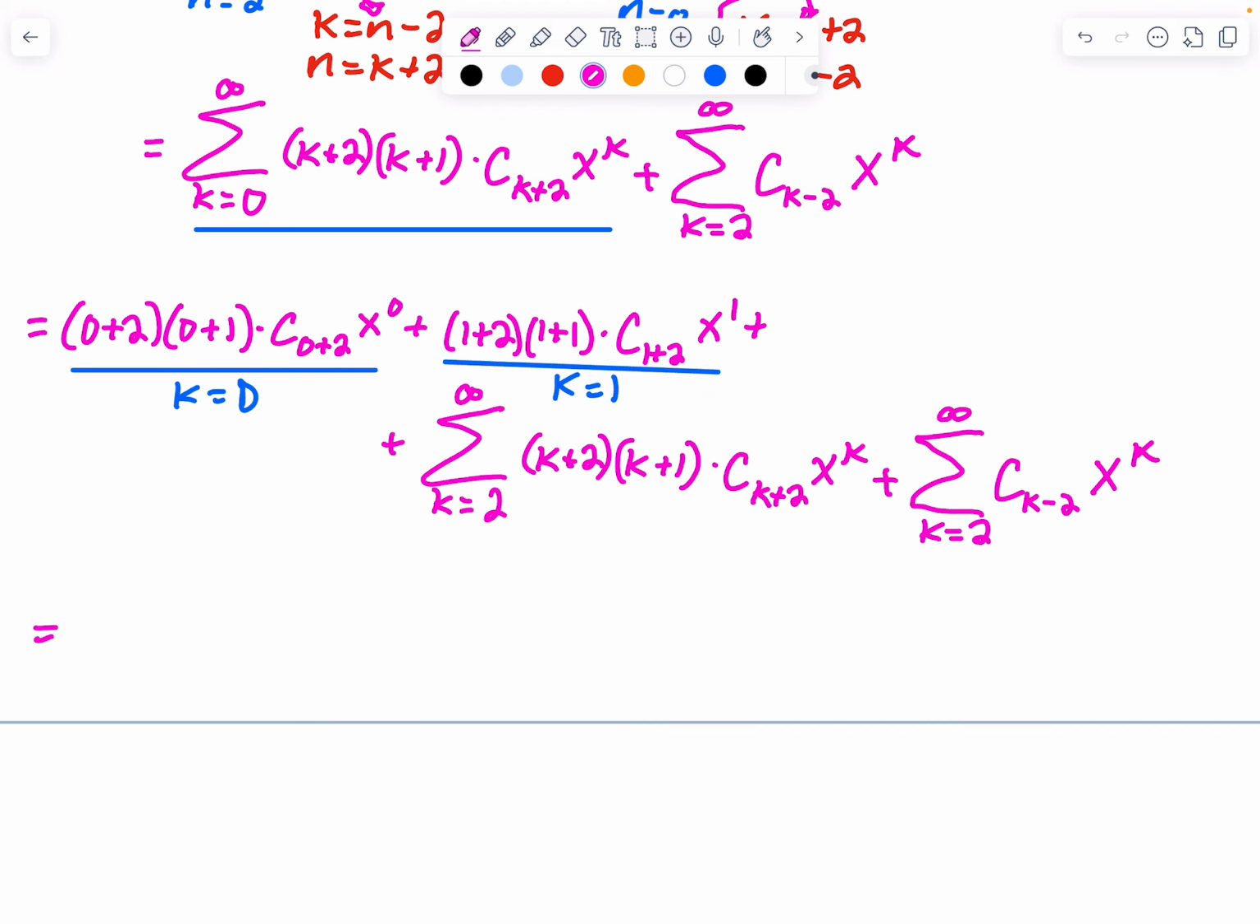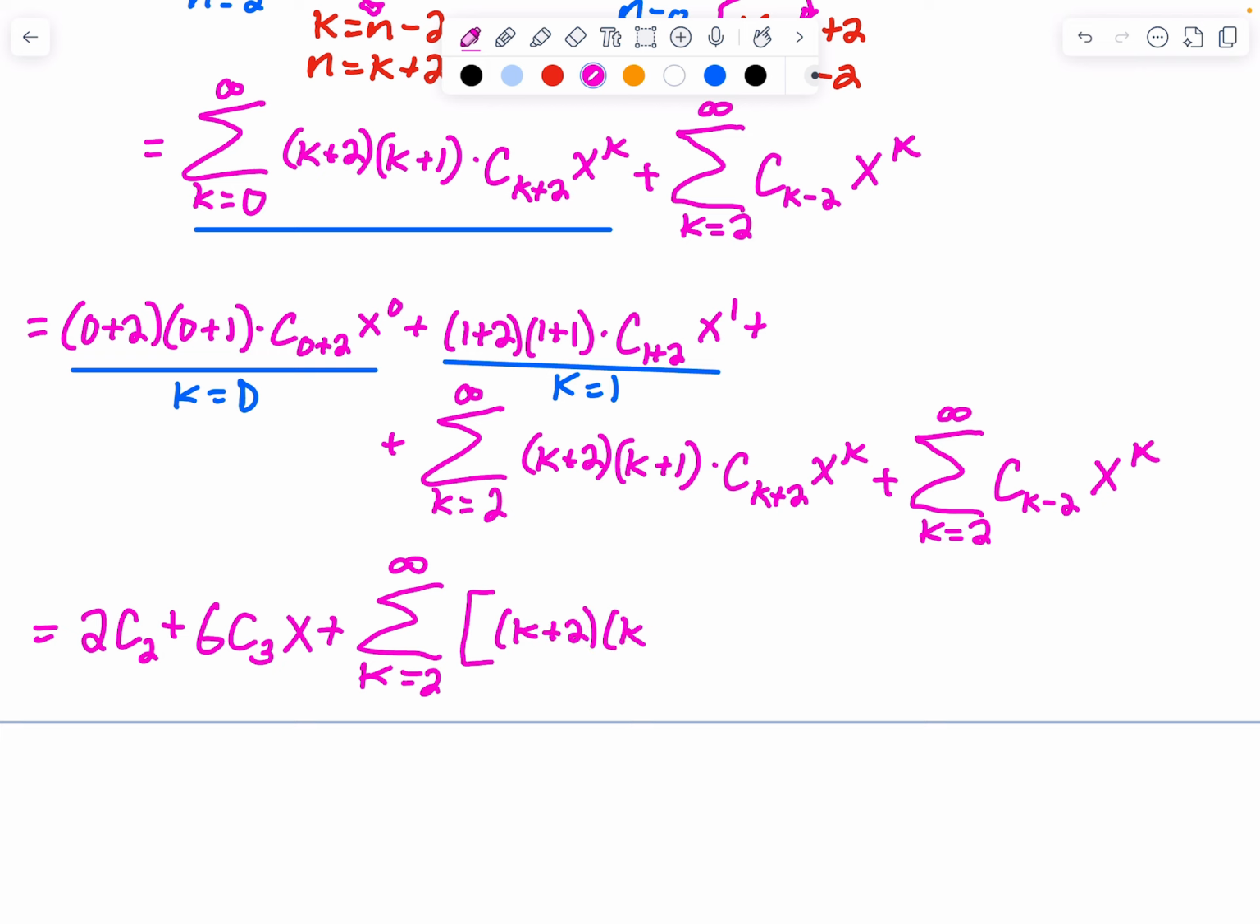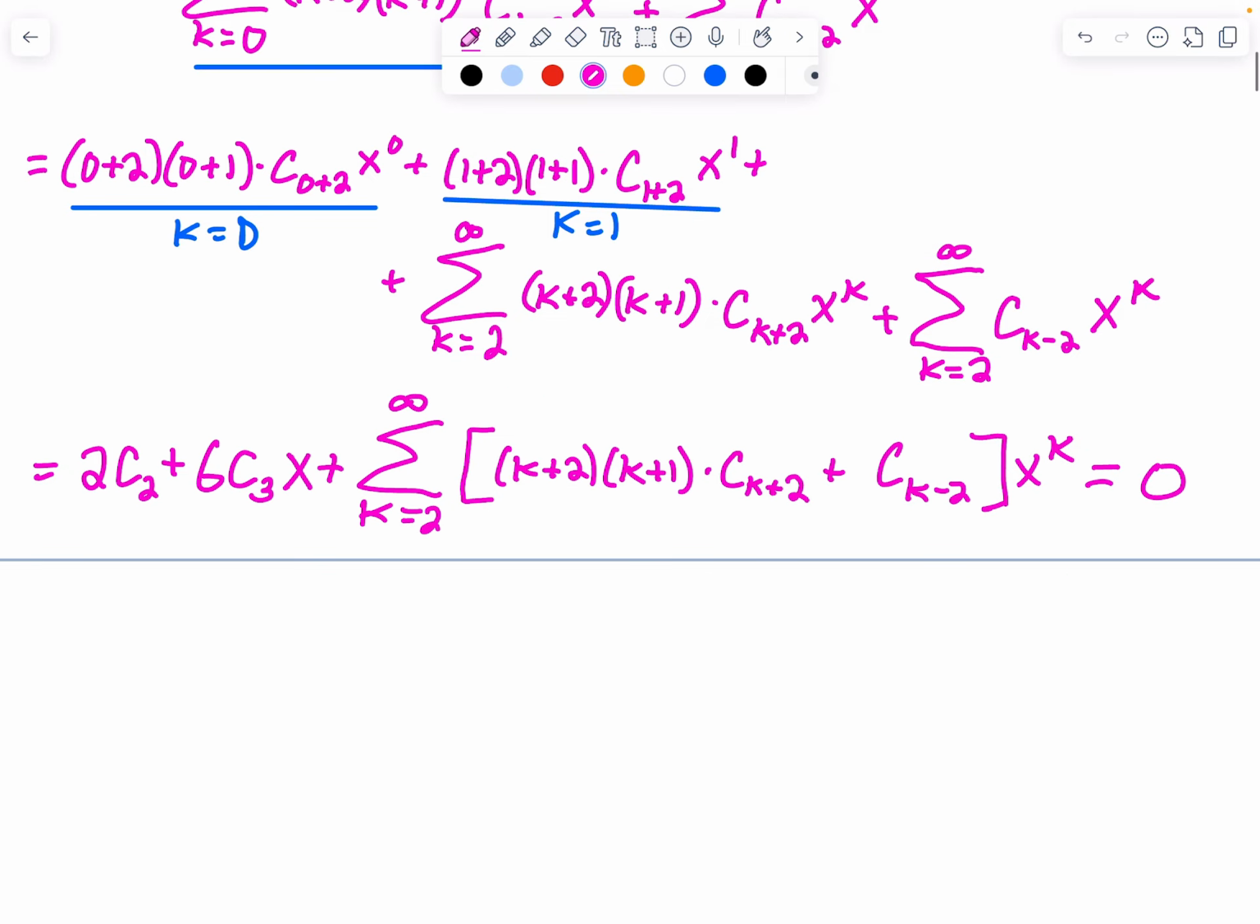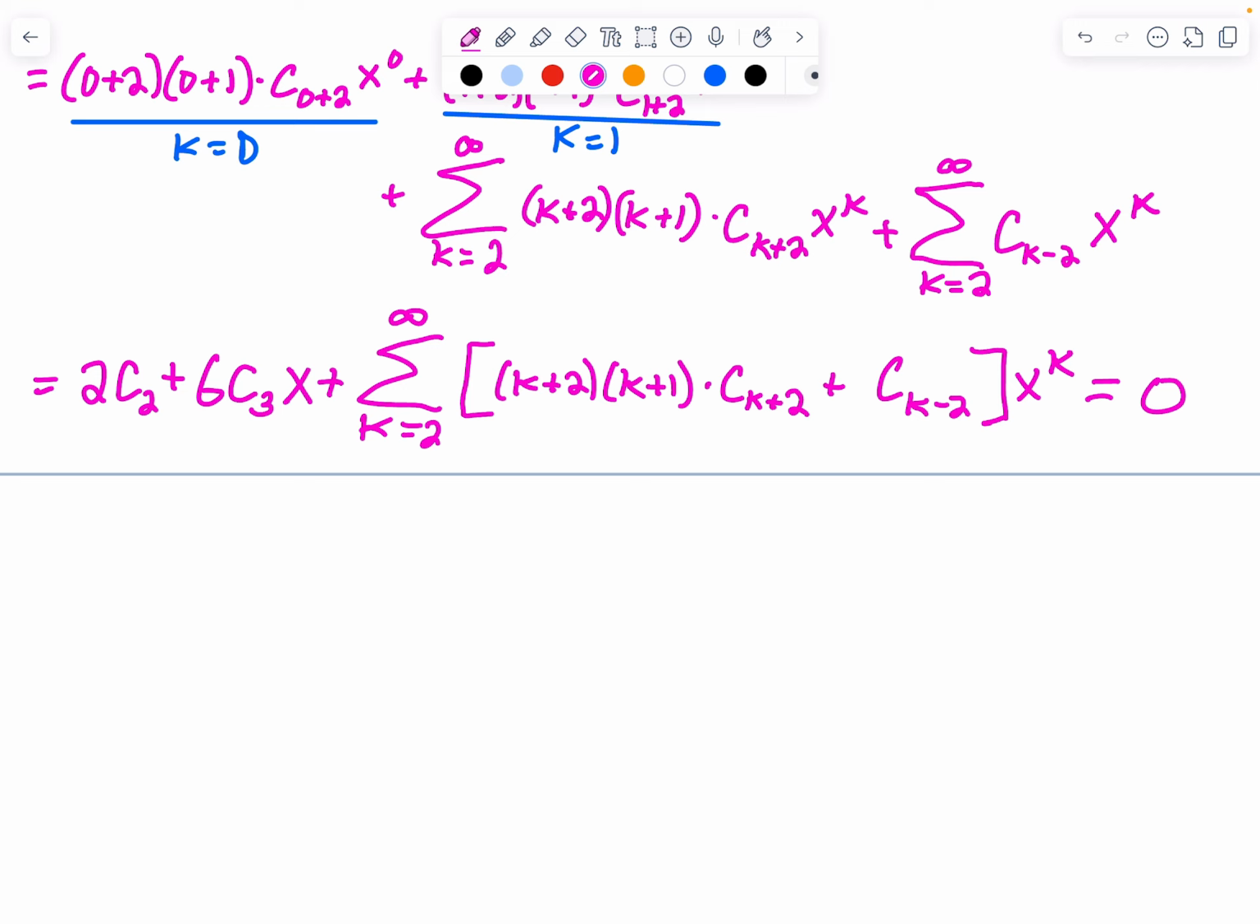All right, so I'm going to get, if I work all those out, we're going to get 2c2 plus 6c3x plus, okay, and then k equals 2 to infinity, and then I can put these k plus 2 times k plus 1 times c k plus 2 plus c k minus 2, and all that is times x to the k. This is equal to 0. Right? That was homogeneous at the very beginning. Okay, so this is what 6.1 would get up to.